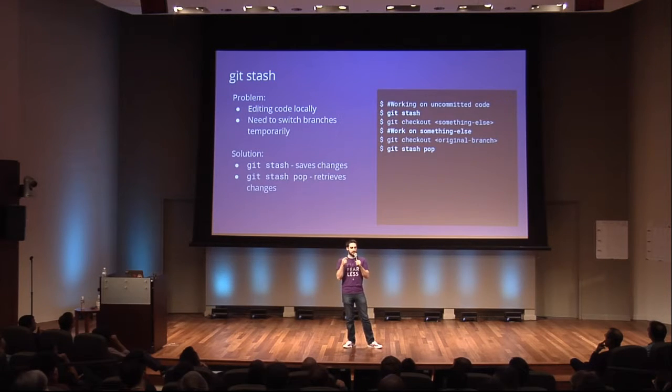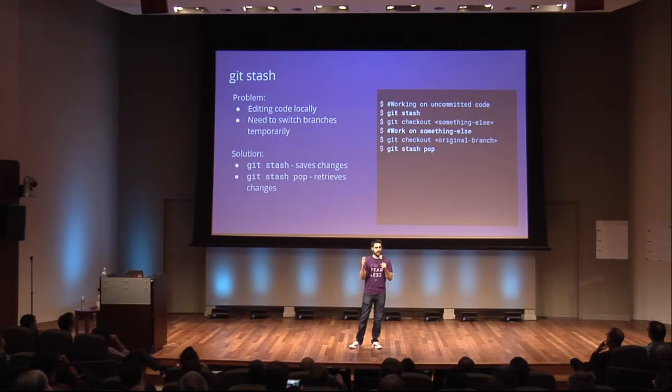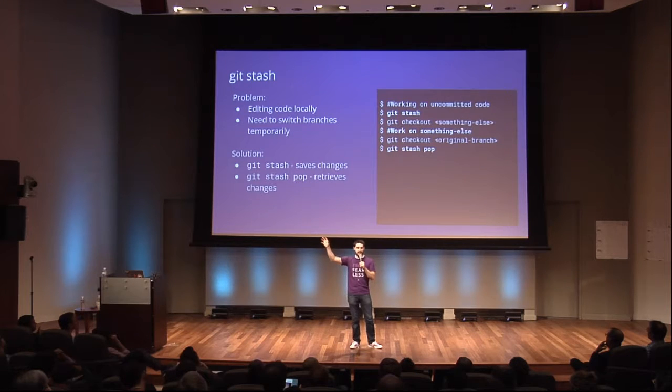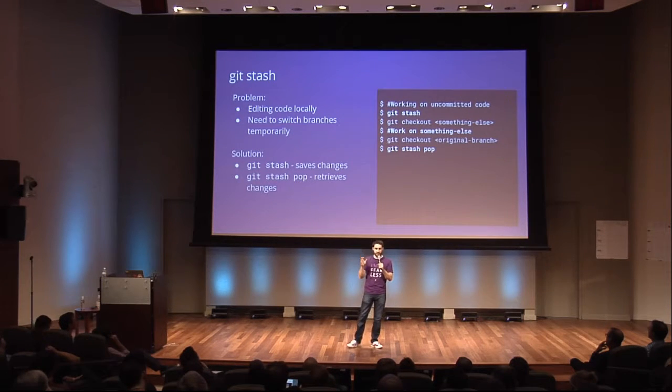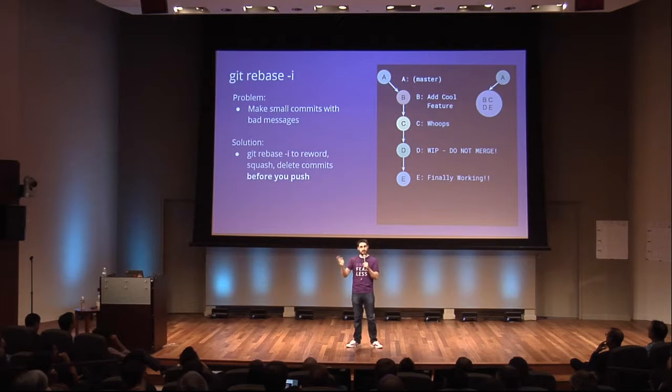So you might have some code you're trying to edit locally, and you need to switch branches for whatever reason. This can be a pain. What you can do is git stash it, and it saves a commit with just that thing, and you can stash pop it later when you're done. So it's a really quick way to switch branches without changing your current work.